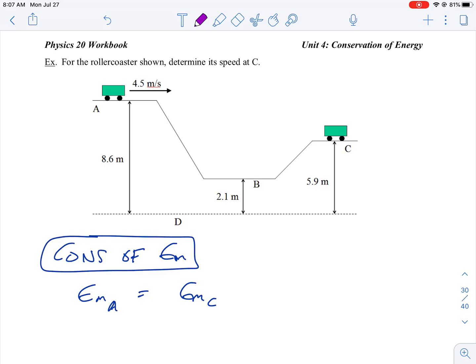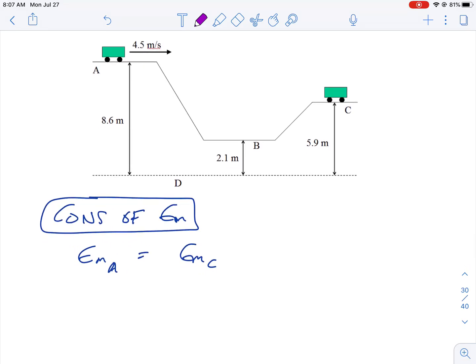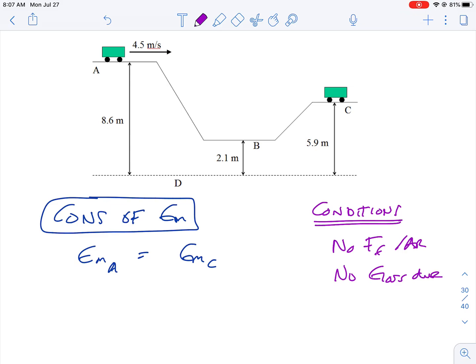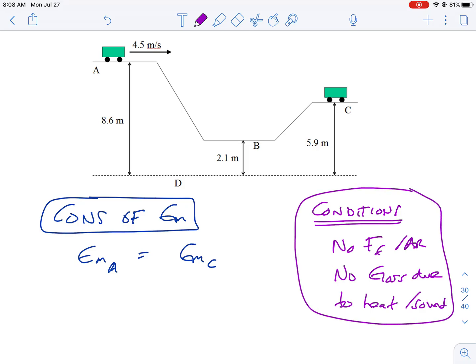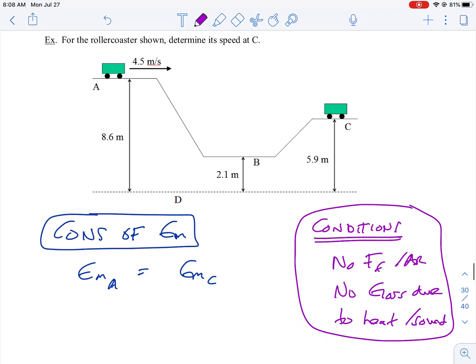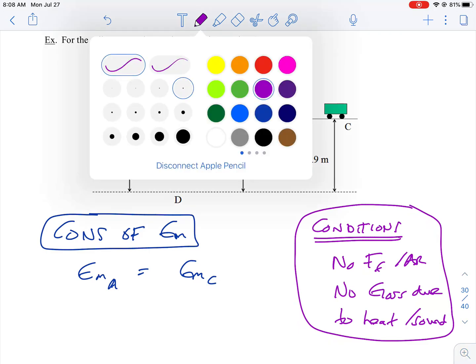But remember, this isn't always true. We need to state our conditions here. So over here, let's state the condition. And once again, we say that there's no friction, no air resistance, no energy loss due to heat and sound. And if you want to be really thorough, you could say there's no motor in this vehicle as well to propel it. But it's a roller coaster, so they don't have motors. Okay, so there's our setup.